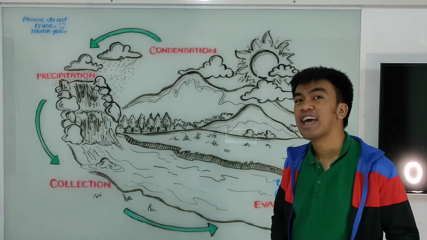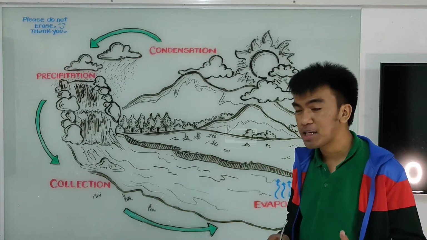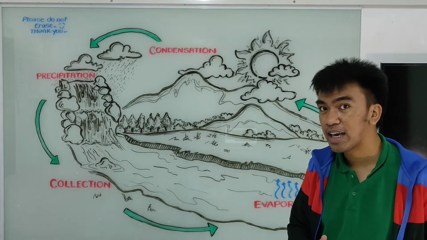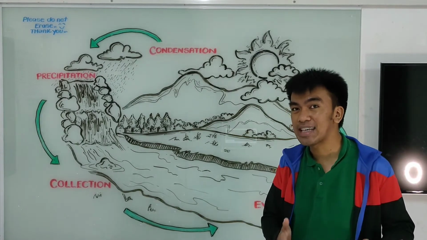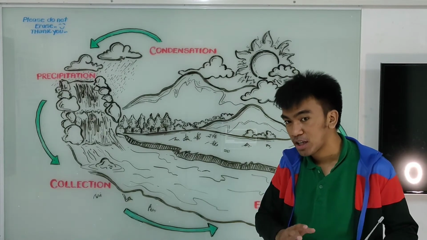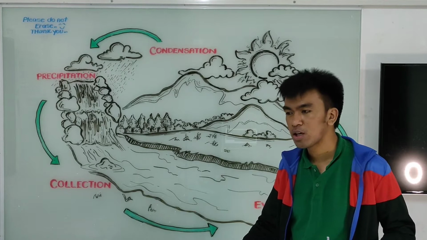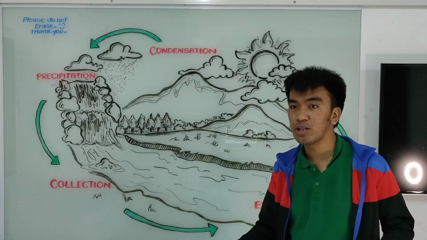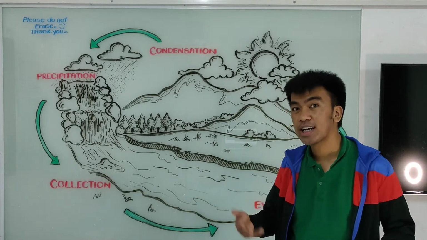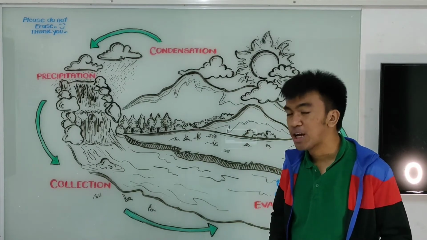Water is in changing states, meaning water can change from solid, for example, ice. When ice melts, when you add temperature, it will turn into liquid. When you add temperature to liquid, it will turn into gas or vapor.